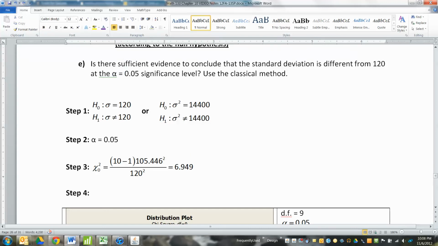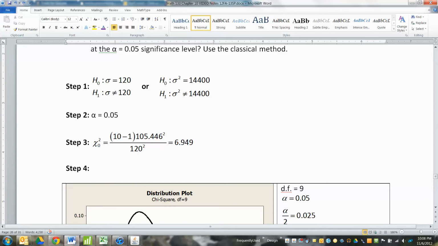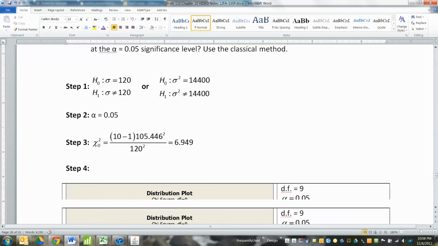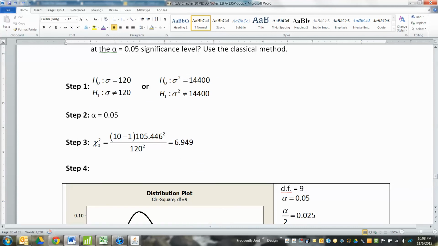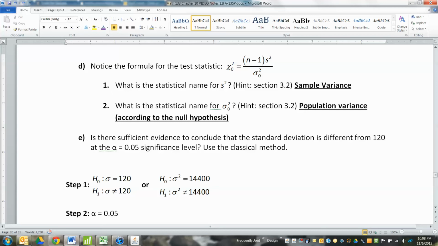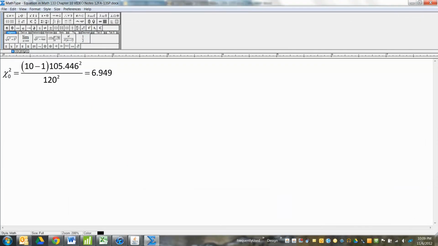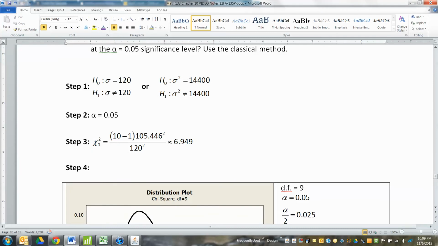All right, now what about chi0 squared, or chi null squared? That's n minus 1 times s squared over sigma squared. So you say, okay, that's 10 minus 1, which is 9, times 105.446, that was our standard deviation squared, divided by 120 squared. You can use a calculator or whatever, and you should get around 6.949. Or you'll see in a minute when we use StatCrunch, StatCrunch also calculates it for us.